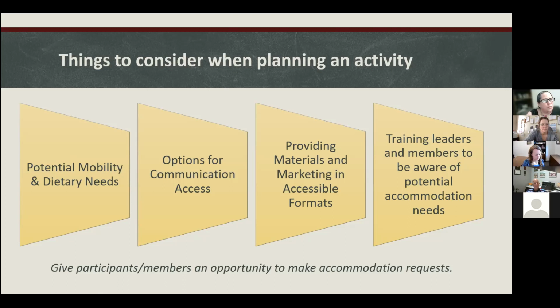And then who in your organization would handle requests? A lot of your organizations will have a risk management person. Is that the person who's going to handle disability requests? Is there somebody in charge of that as part of your event planning? But making sure you have a place for them to make that request. So something in your advertisement: if you may need an accommodation due to a disability, please contact X, and then give them some kind of deadline.